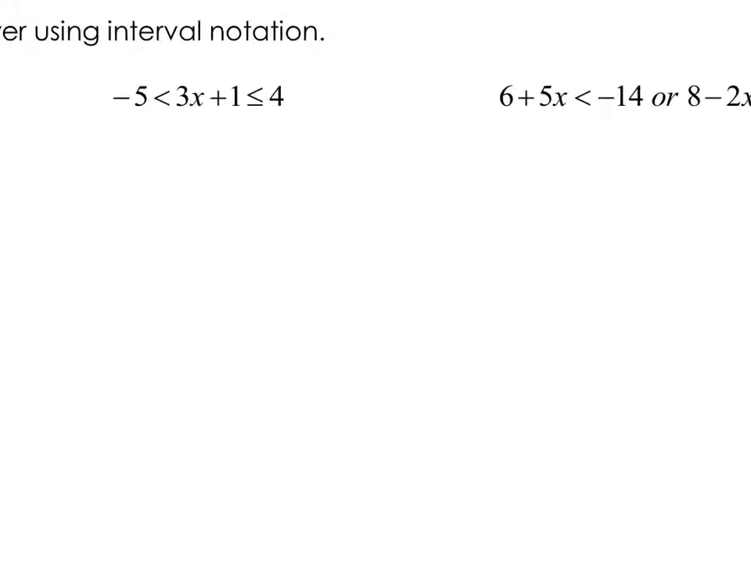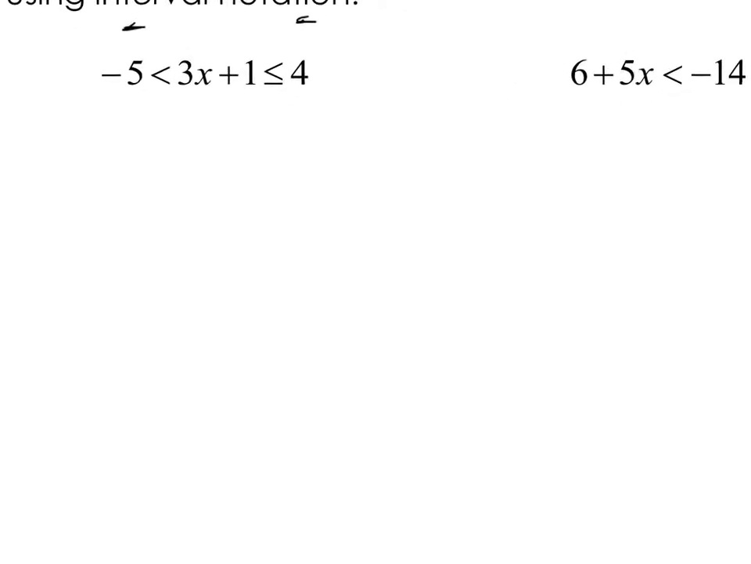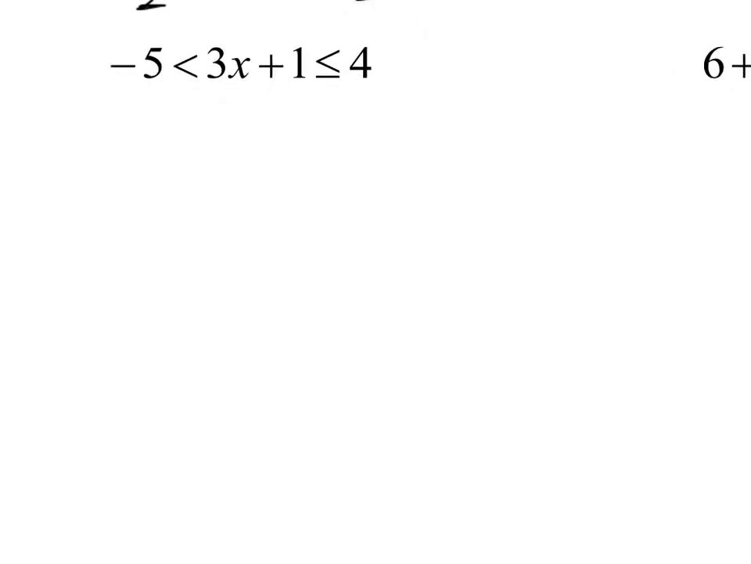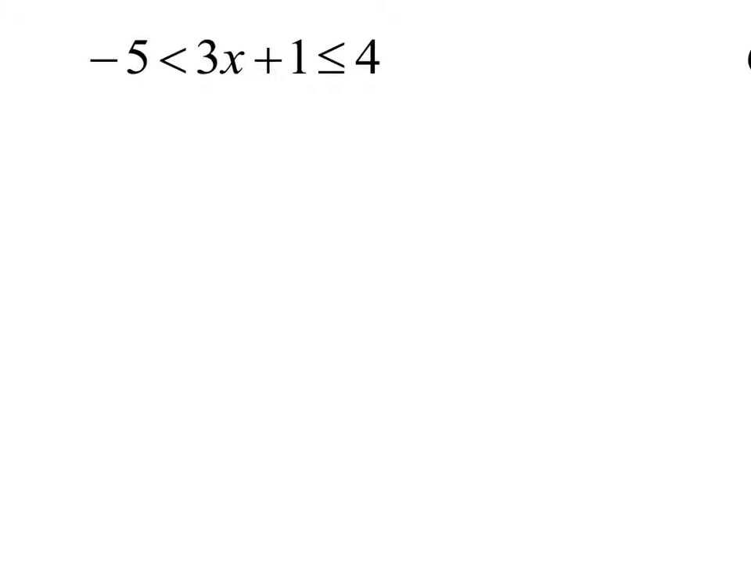Let's look at this compound inequality. Notice again, the smaller number is on the left, that negative 5 is smaller. The larger number is on the right, that 4. And both inequalities are less than or equal to. So we're going to solve this inequality. We need to isolate the x in the middle by itself. So we're going to subtract 1.